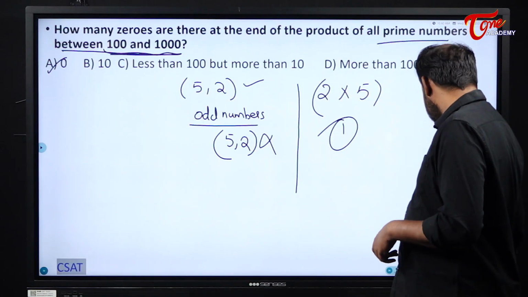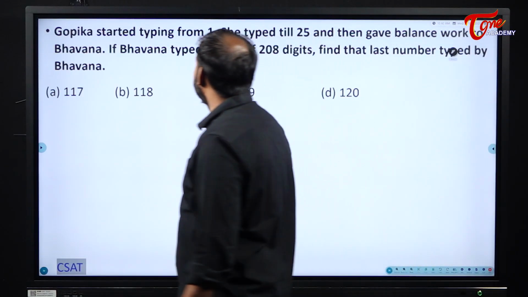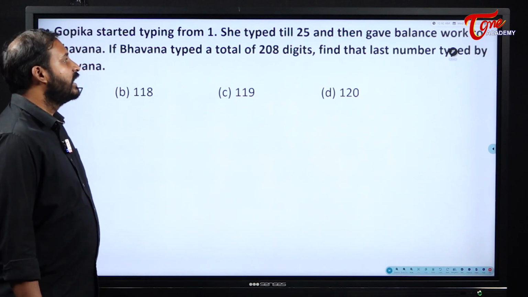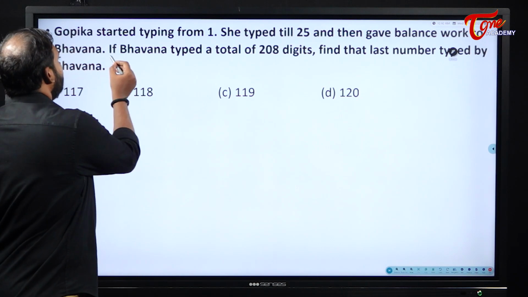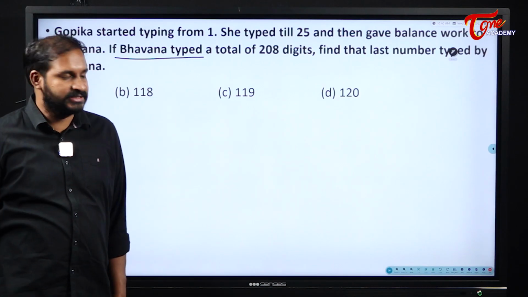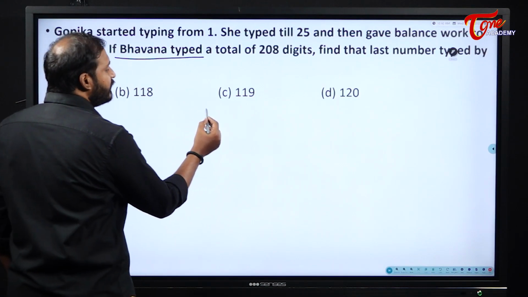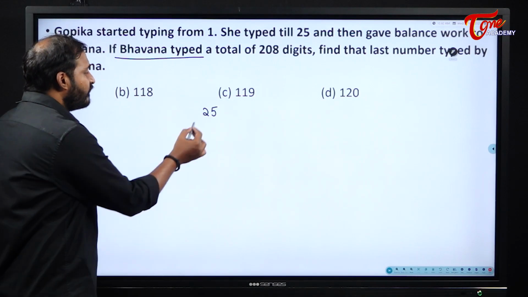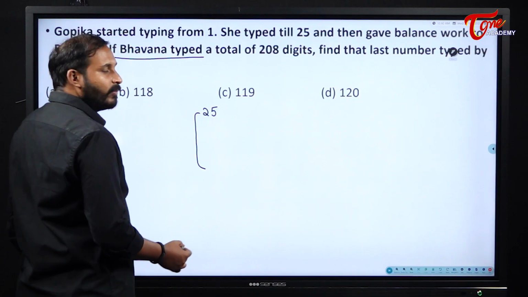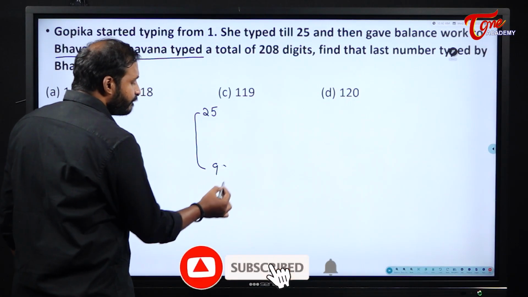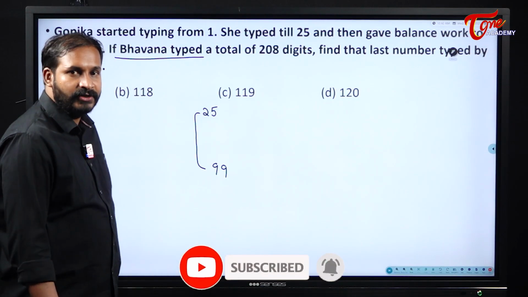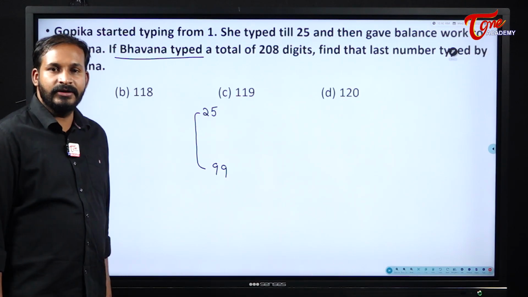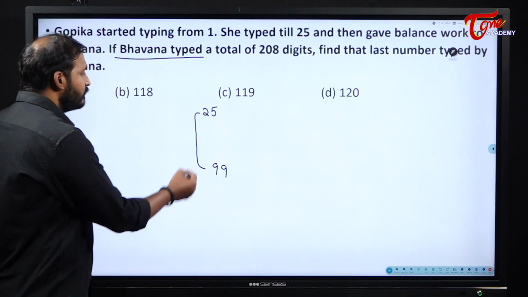Okay. Next. Gopika started typing from 1. She typed till 25, and then gave the balance work to Bhavana. If Bhavana typed a total of 208 digits, Gopika typed till the number 25, right? Now tell me, after 25, how many 2-digit numbers will be there? Students, if you observe carefully, how many 2-digit numbers will be there after 25?